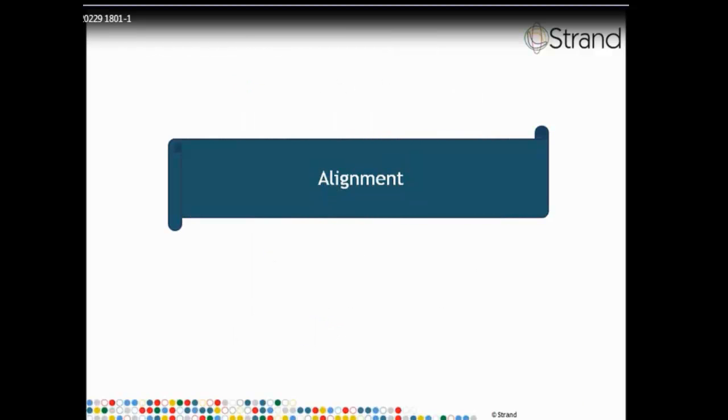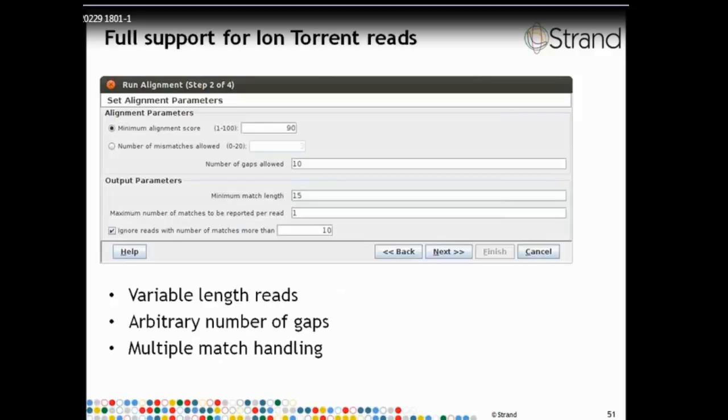I'd like to briefly mention the new alignment features. There's full support for Ion Torrent reads. We support variable length reads of any length. We have had great success in aligning reads 400 length, 500 length, etc. We can support arbitrary number of gaps, and there is robust handling of multiple matches.